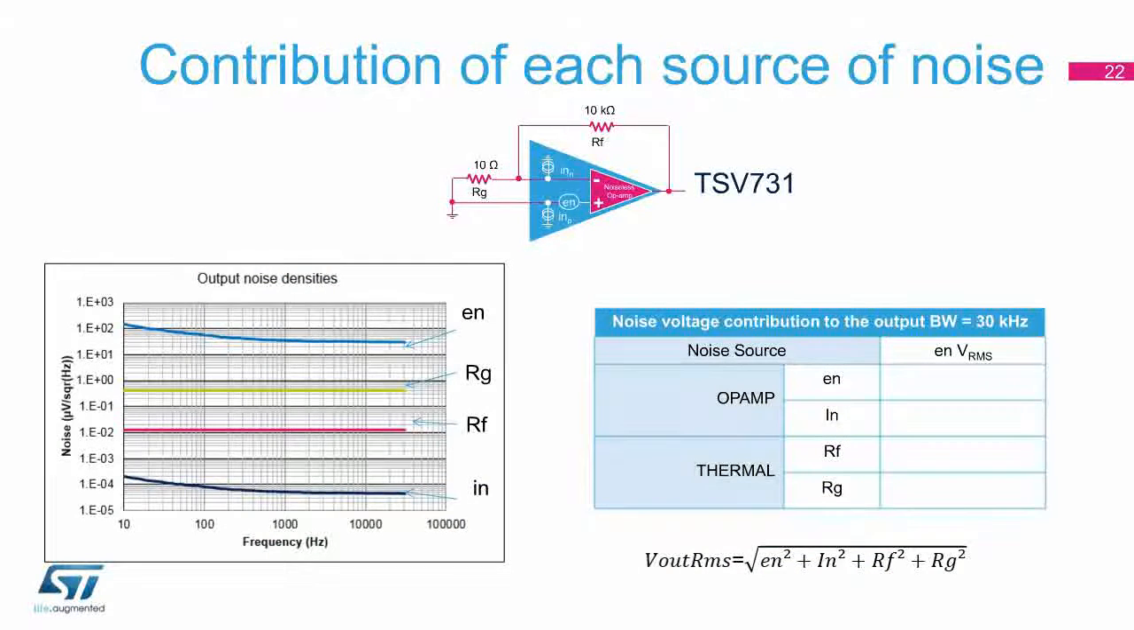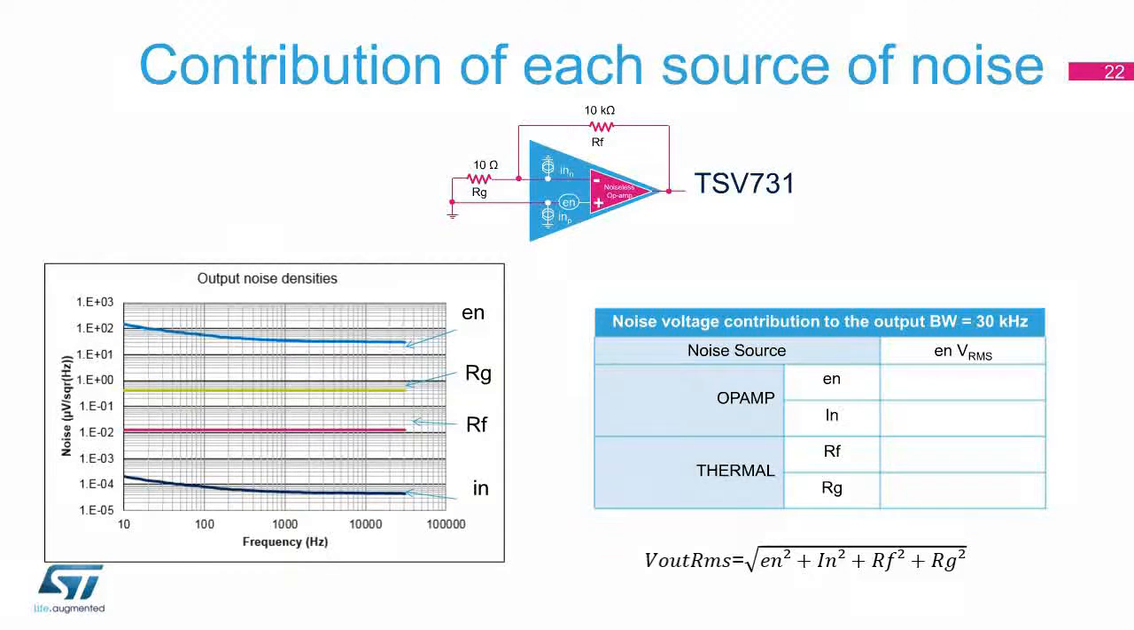In this example, we can see the contribution of each source. Here, the noise is expressed in spectral density. To have a better understanding regarding the real impact it has on the output, let's transpose it to a VRMS value for a bandwidth of 30 kHz.